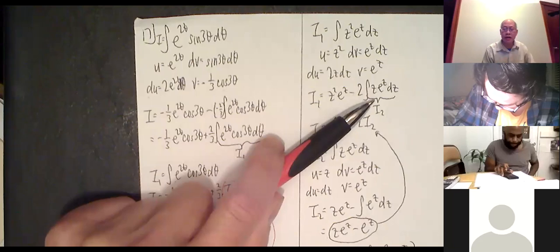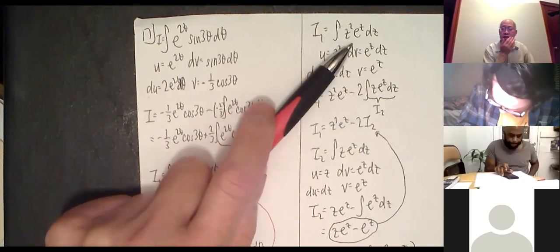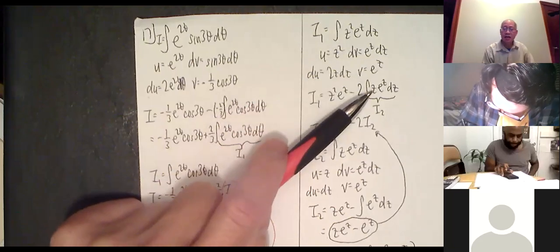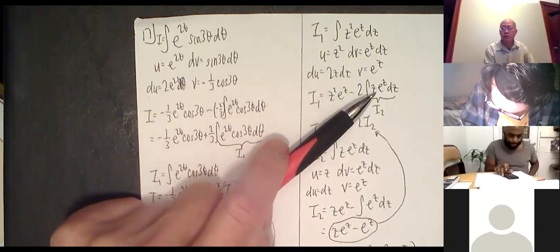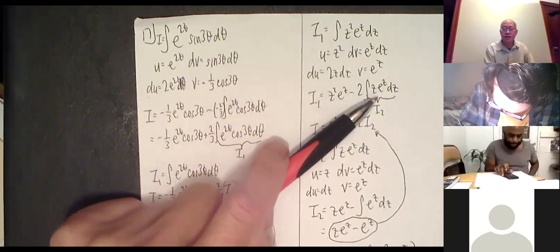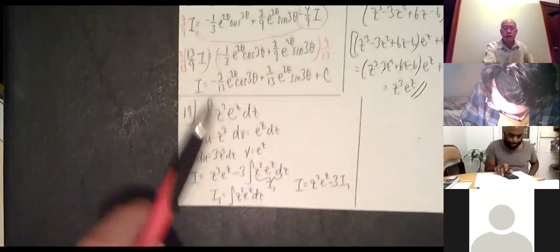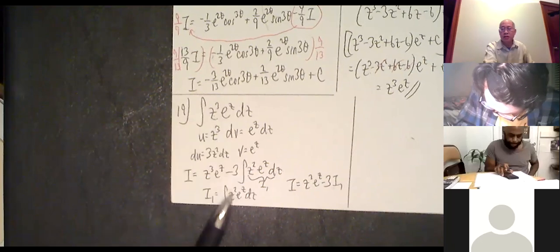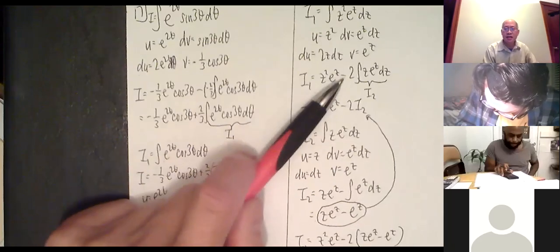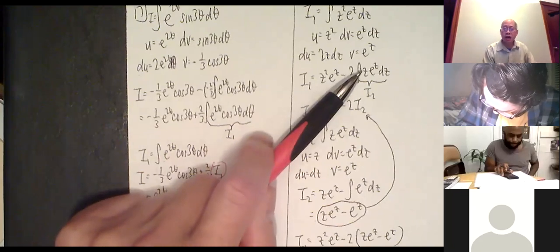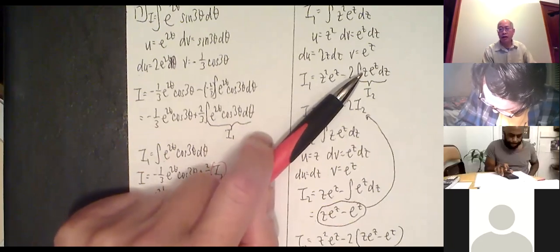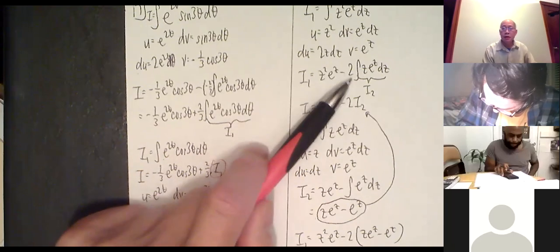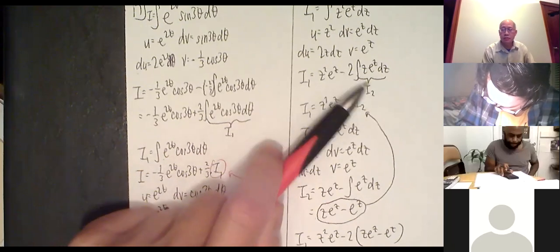So there it is, it happened again. The z squared e to the z became a z e to the z. So we do it one more time, finally it's down to just e to the z. Okay, so notice we started with z cubed e to the z, integrate by parts once, z squared e to the z. Do it a second time, z e to the z. So do it one more time, I'll just have e to the z, and I know how to integrate e to the z.